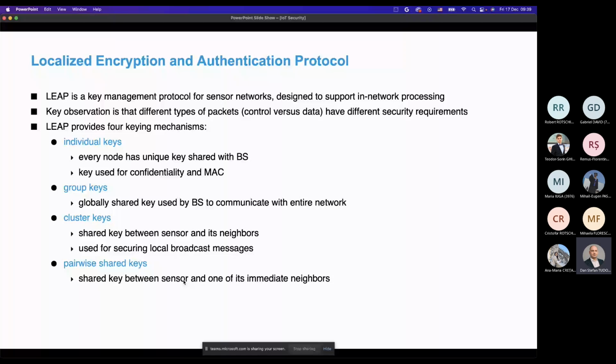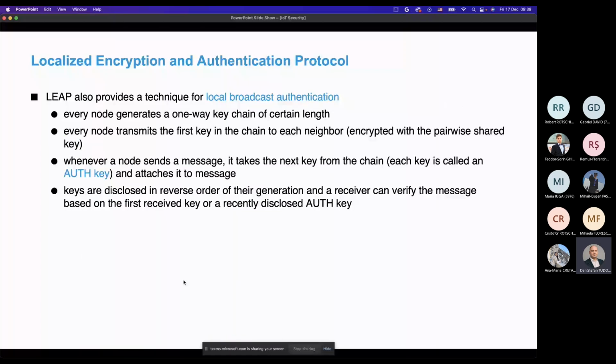Okay, LEAP also provides a technique for local broadcast authentication in which every node generates a one-way key chain of certain length and transmits the first key in the chain to each neighbor. This key is encrypted with a pairwise shared key. So whenever a node sends a message, it takes the next key from the chain and attaches it to the message. These keys are disclosed in the reverse order of their generation, and the receiver can verify the message based on the first received key of a recently disclosed authentication key.